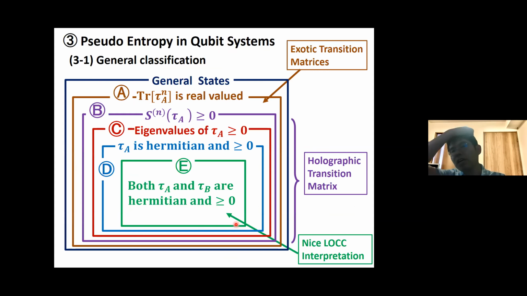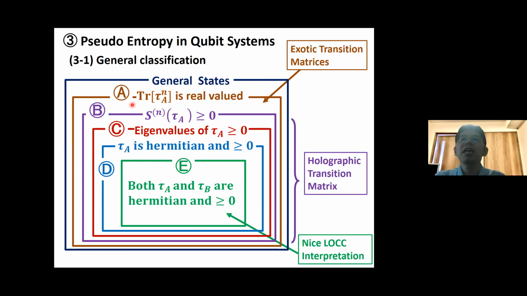Now I go back to a more basic point, just classification. We try to classify this tau A for a 2-qubit system. I'm not going to go into detail, and there may be other classifications possible, depending on the focus on different aspects. But we find some kind of five-step structure. This is a general state, and the first class, class A, is where tau A to the nth is real valued. This can be negative, but negative entropy sounds strange, so that means a very exotic state is sitting here. But now we go to the more holographic states, or Euclidean path integral states, that always give nice entropy. The entropy turns out to be always non-negative. This is class B.